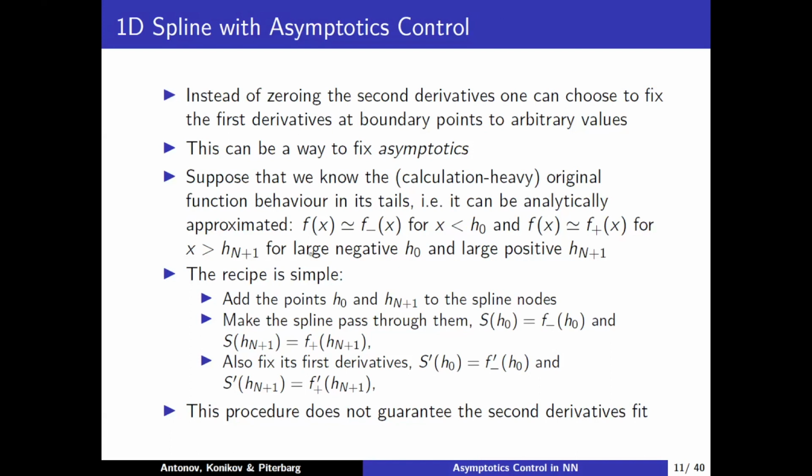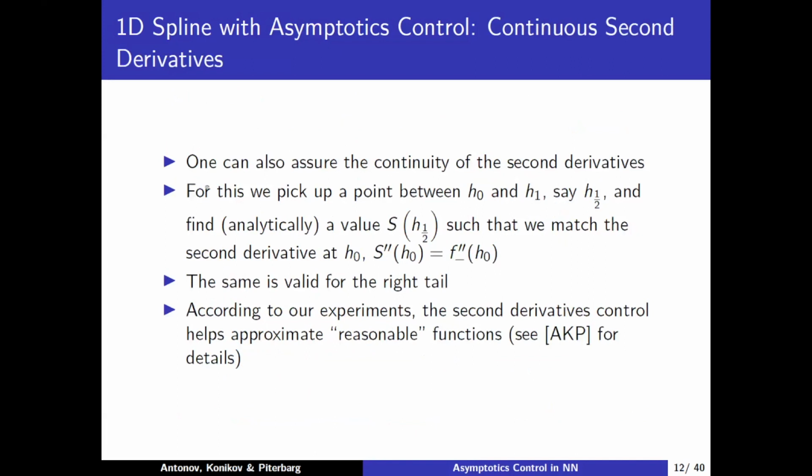So the recipe is simple. We just add 2 points where we start the asymptotics, h0 and h n plus 1. And then we make this spline which passes through this function. So we know the asymptotics and know its derivative, and we're done. This procedure does not guarantee the second derivative fit, but again, it is possible to have even a smooth fit for the second derivative, such that we can fix the second derivative of the spline to be equal to the asymptotic value.